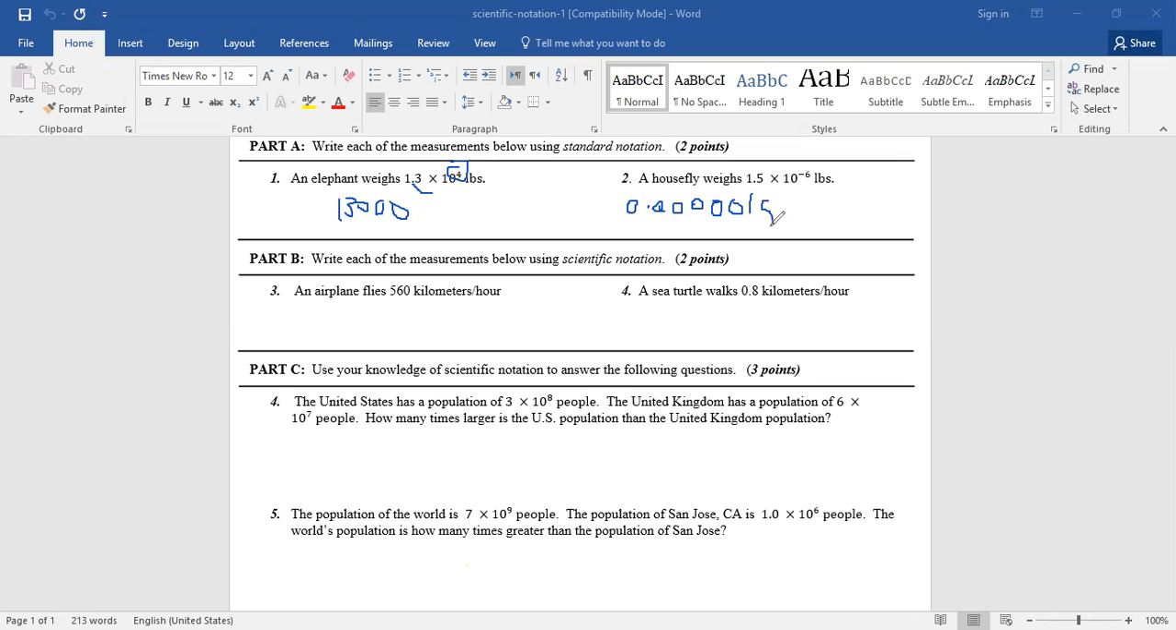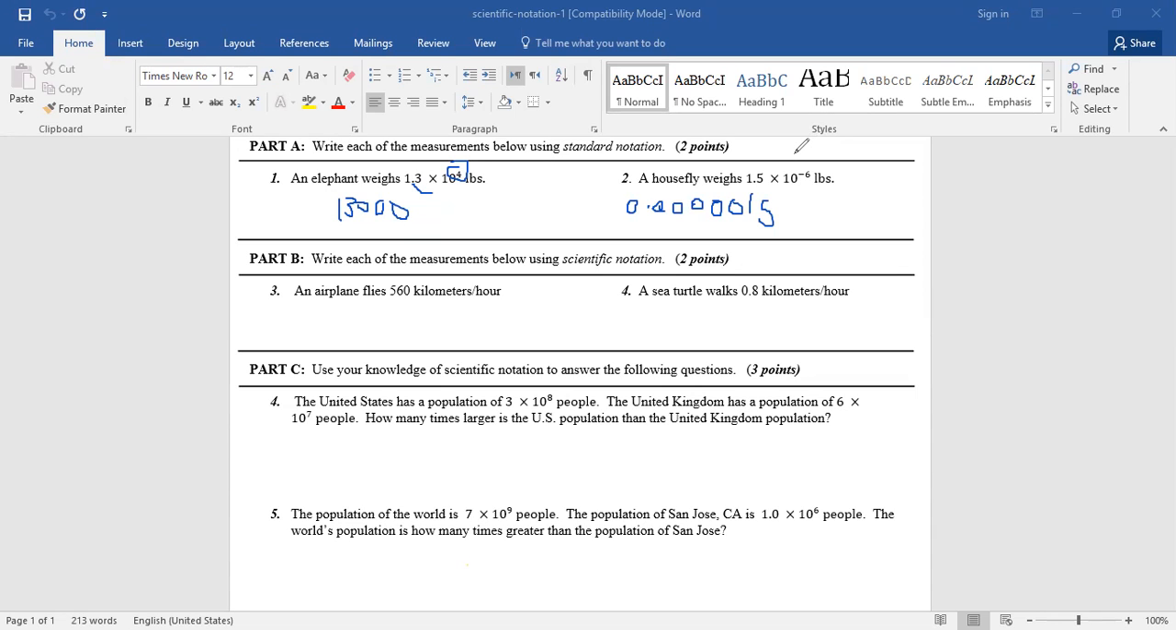I apologize for my handwriting. So this one, 10 to the power of 4, means we are going to increase, so we will move to the right. 10 to the power of negative 6, negative means decrease, so we will move to the left.